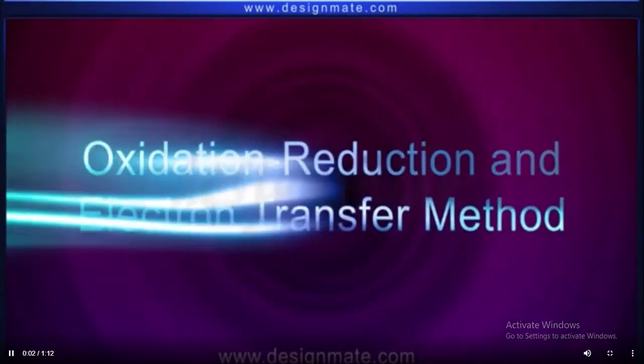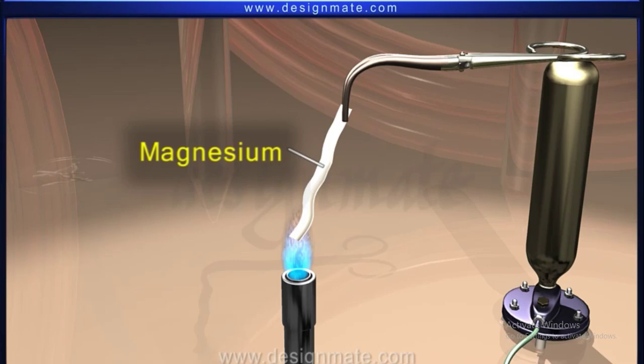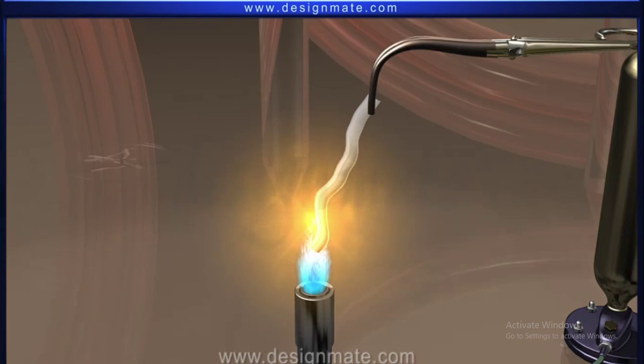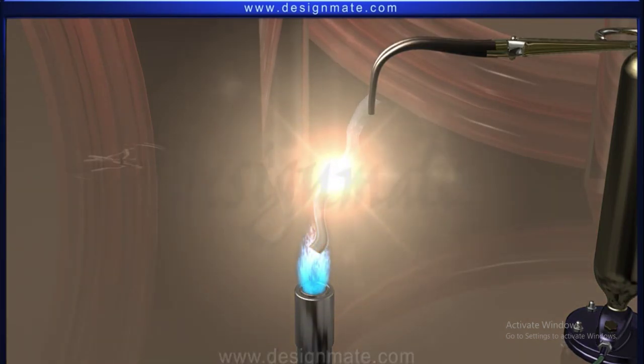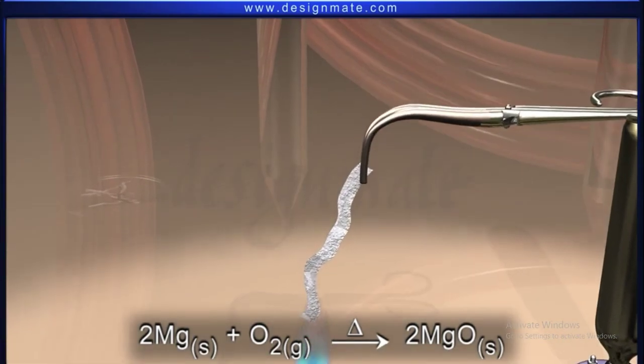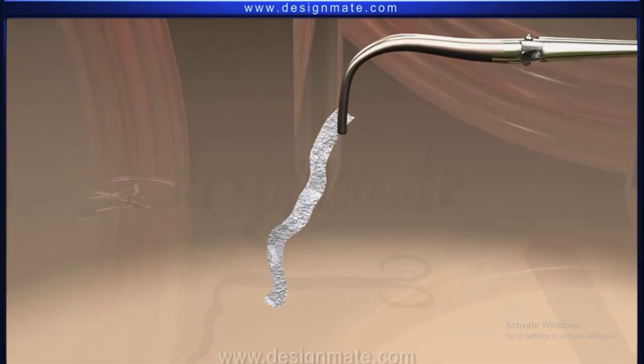Oxidation, reduction and electron transfer method. When a magnesium wire is burnt in oxygen, a white powder is produced. Thus, magnesium reacts with oxygen to form magnesium oxide. It is the magnesium oxide which is seen as a white powder.